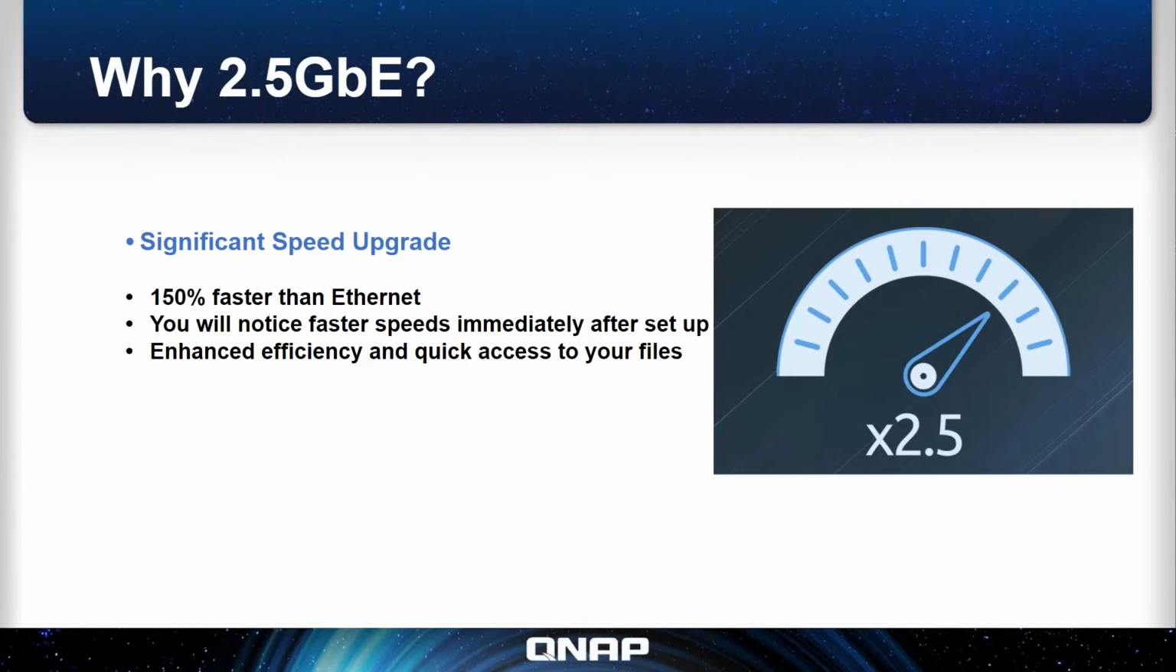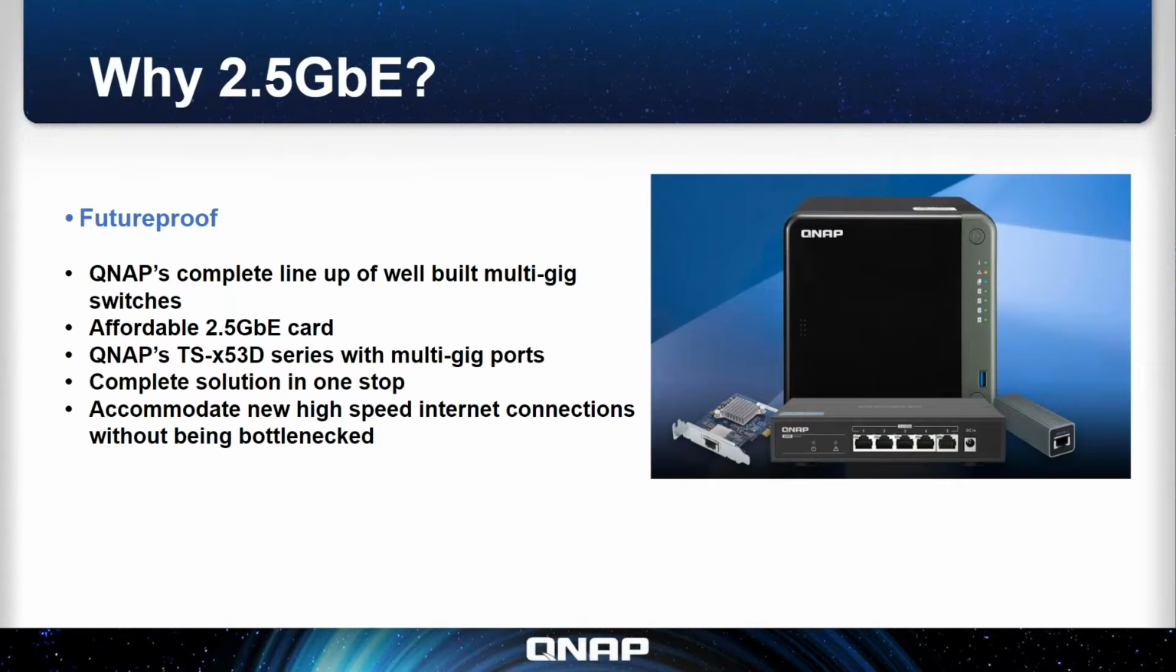And last but not least, future-proof. QNAP has multi-gig NAS models with built-in 2.5 gig ports, affordable 2.5 gig cards which you can get under 40 bucks, 5 gig adapters, as well as multi-gig switches that will allow you to bump up from 2.5 gig to 5 gig or even 10 gig in the future. So you can get a switch with different multi-gig ports. It's a very flexible way to set up if you want faster speeds now, with room to upgrade to even faster speeds later.